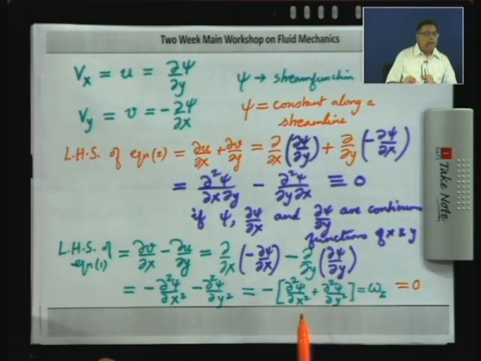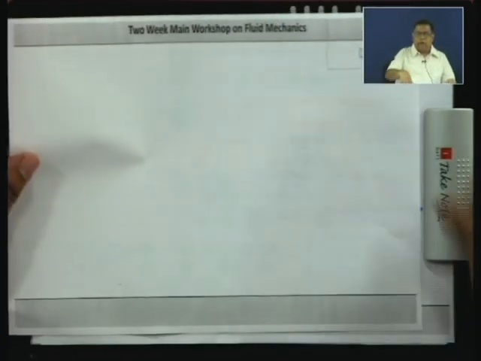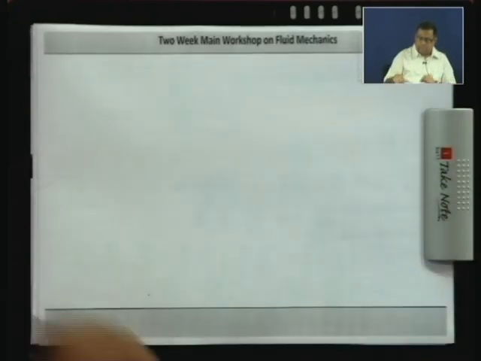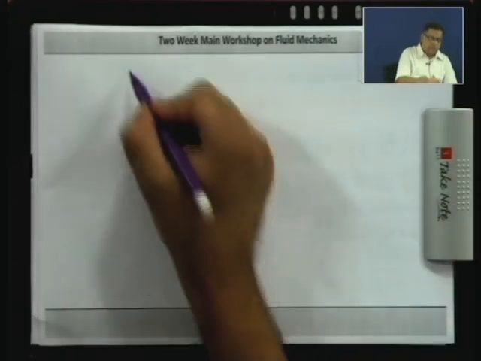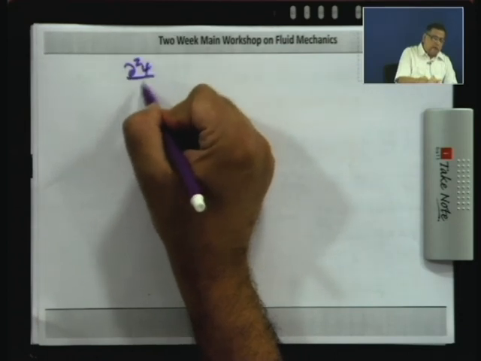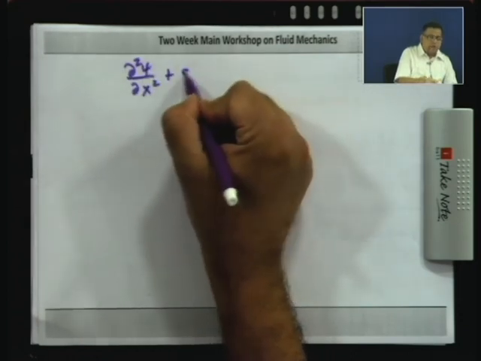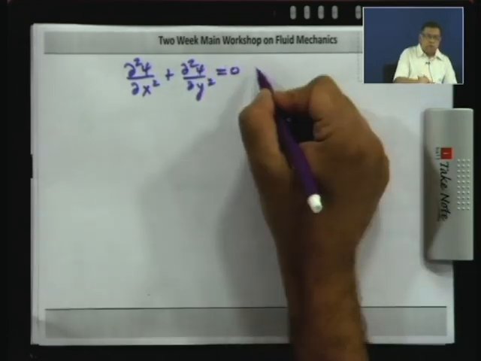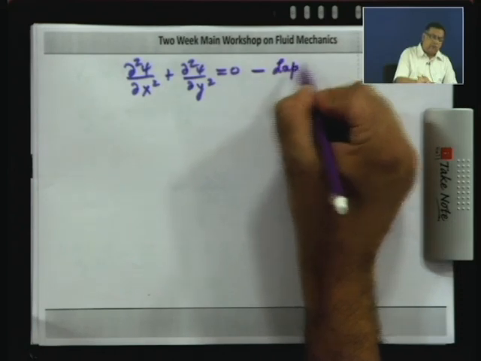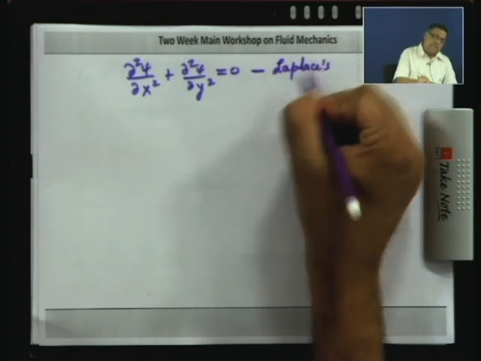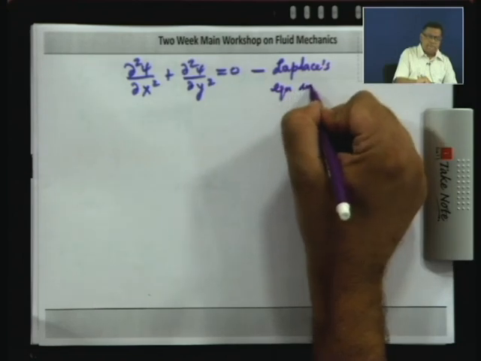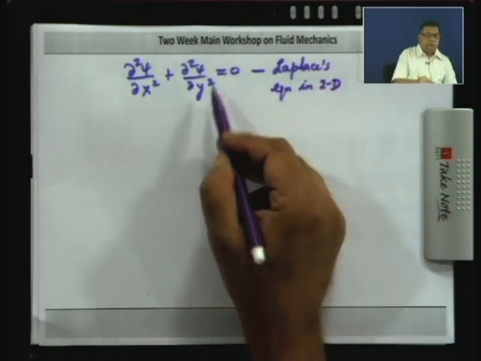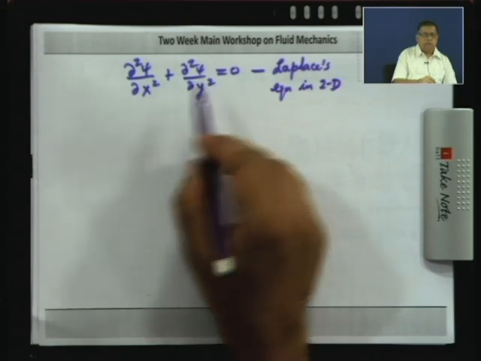So, what we see is that if the right hand side is 0, the minus sign drops out, and psi also satisfies Laplace's equation in 2D. Del 2 psi del x squared plus del 2 psi del y squared will be equal to 0. So, this is Laplace's equation in 2D, where you do not have the third term del 2 psi del z squared, because psi depends only on x and y.